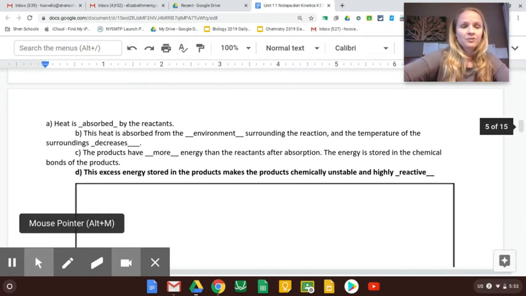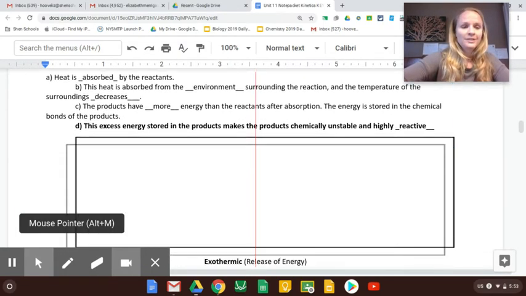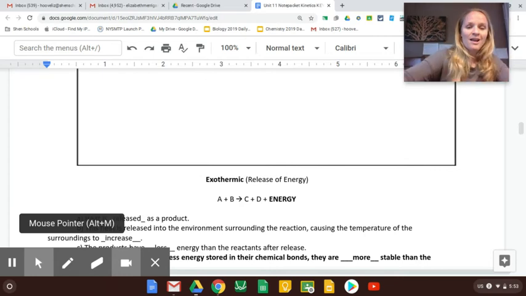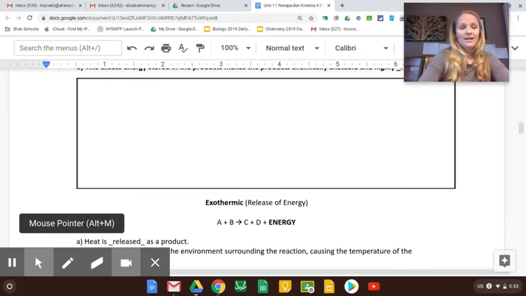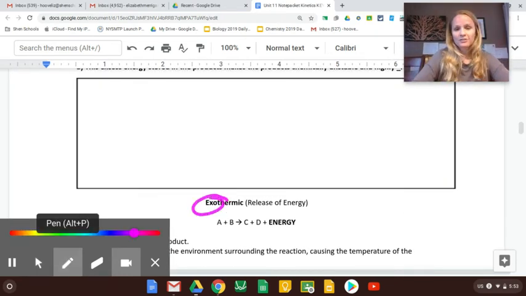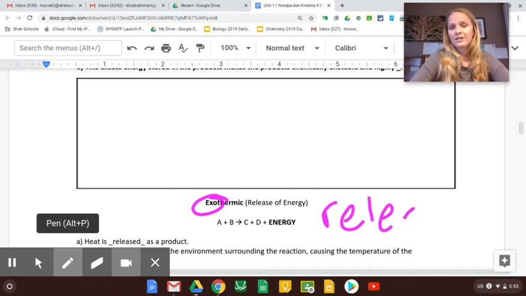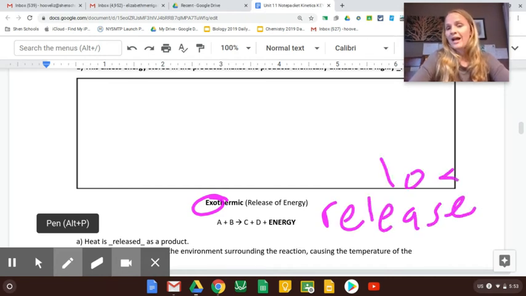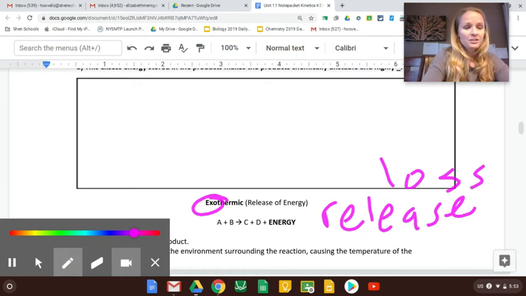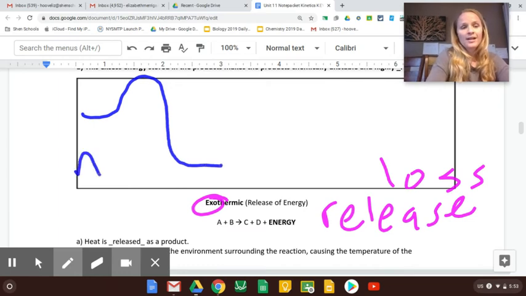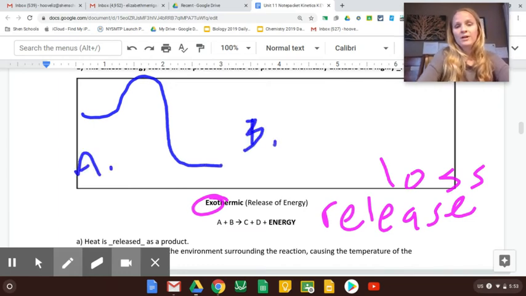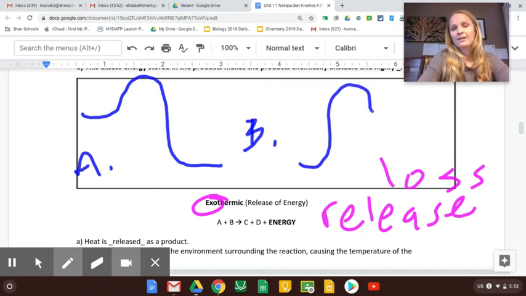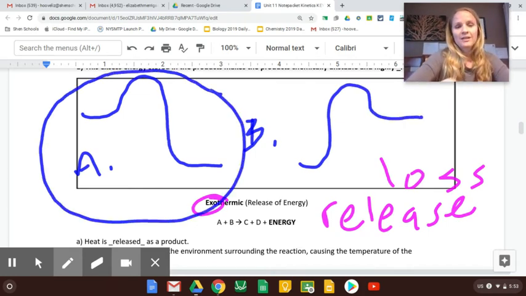An exothermic reaction is going to be the opposite. Energy exits. So they're going to say it releases energy. If you release energy, you're really operating at a loss. So which of these pictures shows a loss in energy? One that started up here and ended down here, we'll call that A. Or B, where it started down here and ended up a little bit higher than it started. And the right answer for exothermic is diagram A.